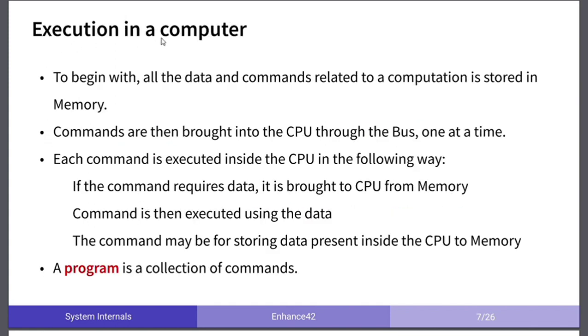Execution in a computer. To begin with, all data and commands related to computation are brought into the CPU through the bus, as shown in previous slides. Each command is executed inside the CPU in the following way. If the command requires data, it is brought from memory to the CPU, the command is executed, and the result present in the CPU may be stored to memory. Thus, a program is a collection of commands.